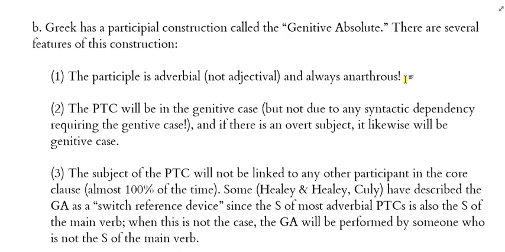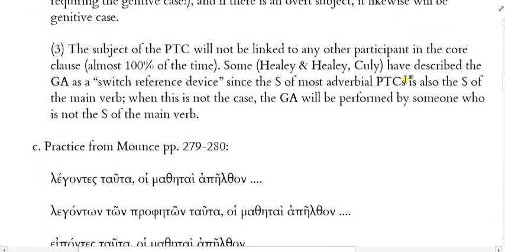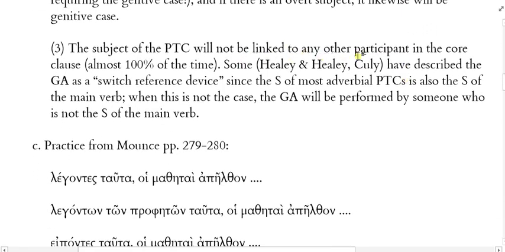Number two, the participle will be in the genitive case, but not due to any syntactic dependency requiring the genitive case. And then if there's an overt subject for the participle, guess what case it'll be in? It'll be in the genitive case along with the participle. Number three, the subject of the participle will not be linked to any participant in the core clause, and this is true almost 100% of the time. So for all intents and purposes, we can act like that is true all the time.